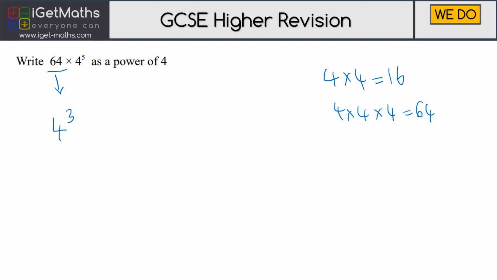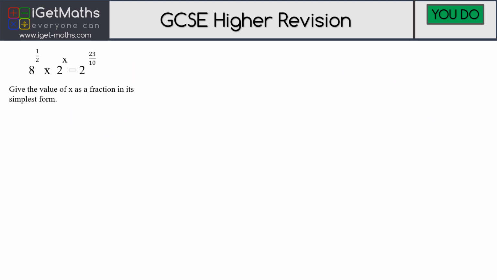Now we're going to times that by 4 to the power of 5. And quite simply, remember, when you multiply, the index law for multiplying with indices is to add. So you've got 4 to the power of 3 plus 5, which quite simply gives you 4 to the power of 8. And you're done. Okay, pause the video and have a go at your question.